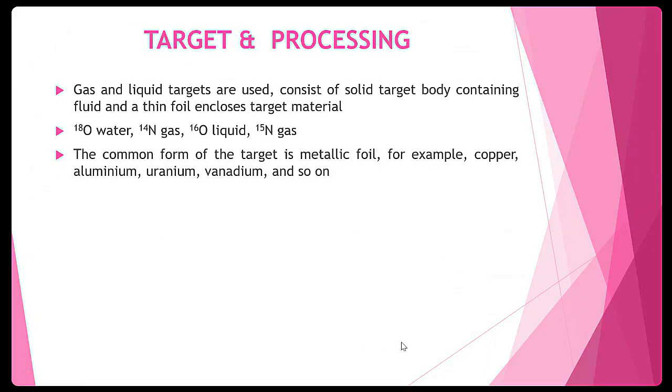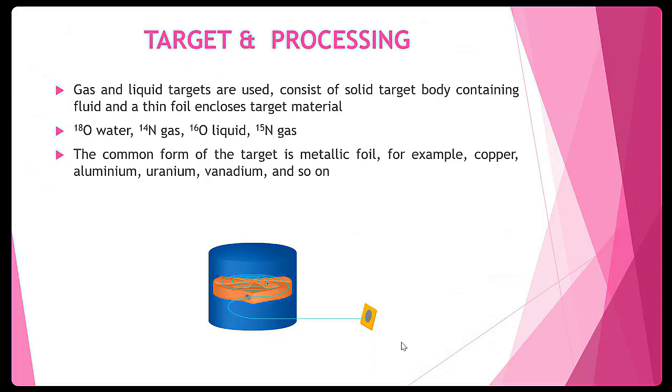So usually gas and liquid targets are used. A solid target contains fluid, and it will be enclosed with a small foil. So we can use oxygen in the form of water, and nitrogen in the form of gas. So this is what actually happens. It will go from the source, start rotating, and reach the deflecting coil and then the target.